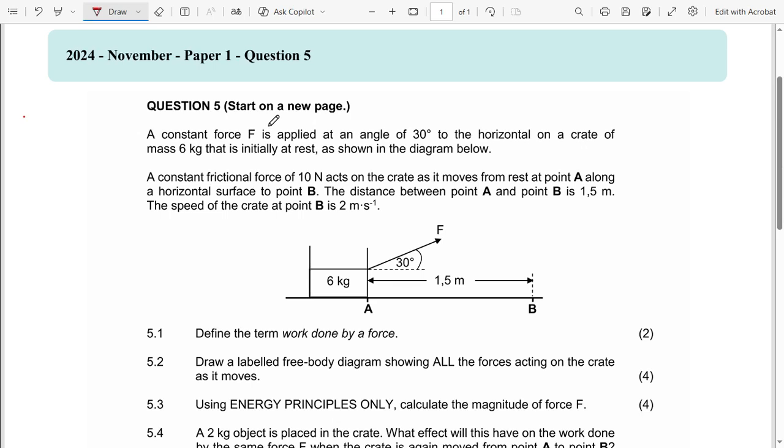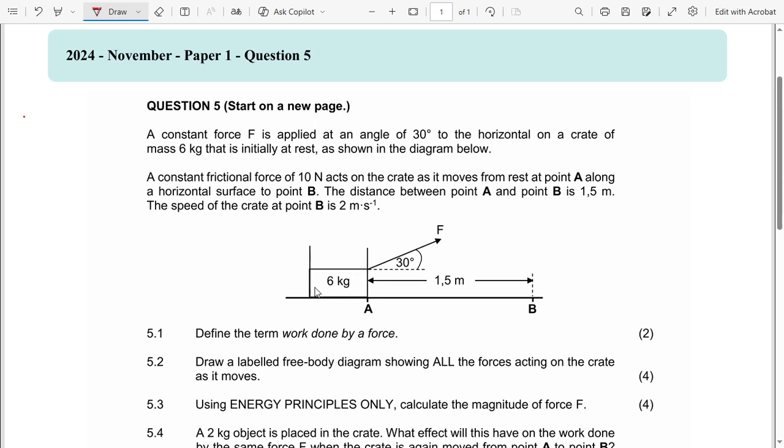Okay, so now when I look at this question 5, it's from November 2024. We have a constant force F that is applied at an angle of 30 degrees to the horizontal on a crate of mass 6 kg that is initially at rest. They say this is shown on the diagram, and they tell us that a constant frictional force of 10 newtons acts on the crate as it moves from rest at point A.